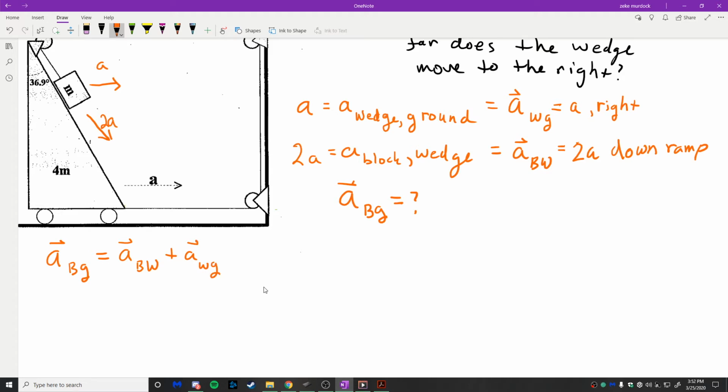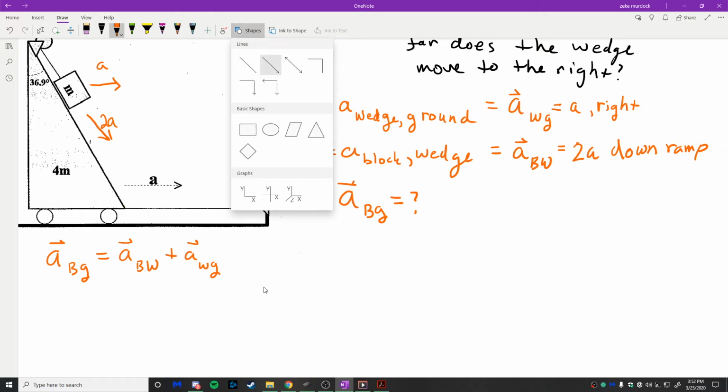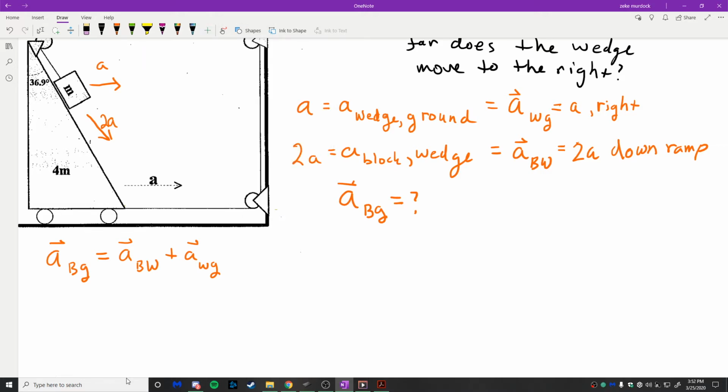And so what do these vectors look like? Well, one of the vectors, and I could actually probably use a shape here for this one, is directly down along the ramp like that, right? So the acceleration of the block relative to the wedge is this vector that goes down this way. It's actually kind of the right angle even. And it has a magnitude that's 2A in that direction.